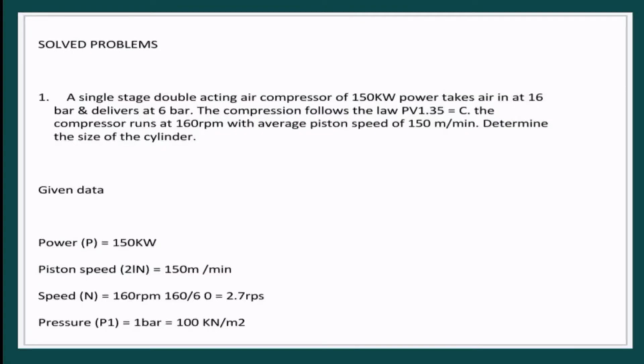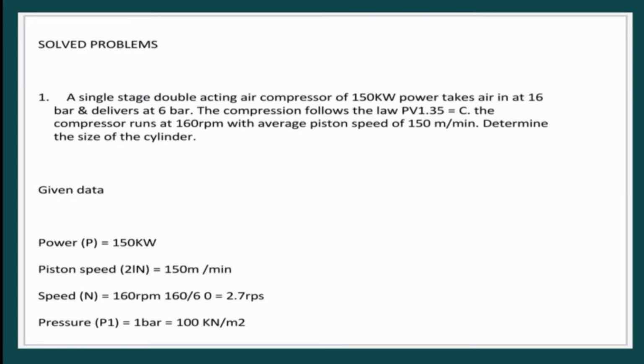Problem solving number 1. A single-stage double-acting air compressor of 150 kilowatt power takes air in at 1 bar and delivers at 6 bar. The compression follows the law of PV raised to 1.35 is equal to C. The compressor runs at 160 RPM with average piston speed of 150 meter per minute. Determine the size of the cylinder.